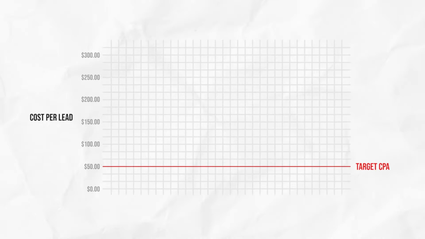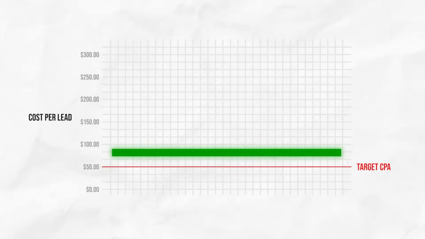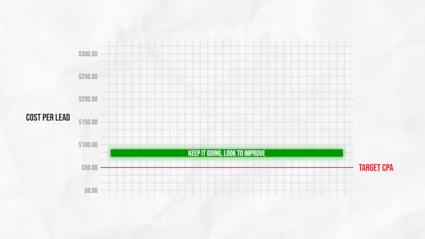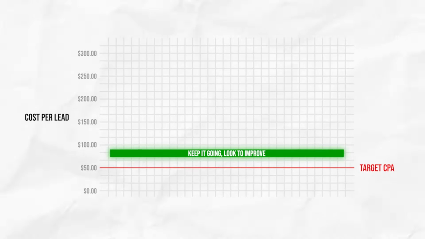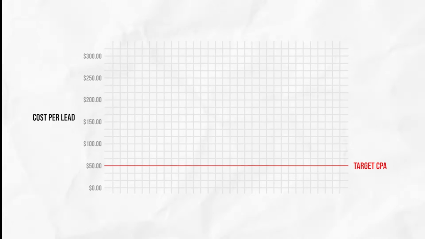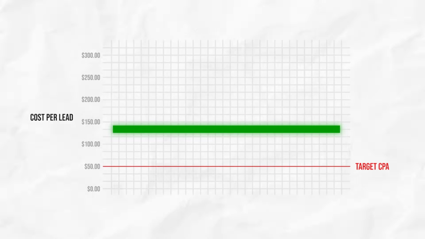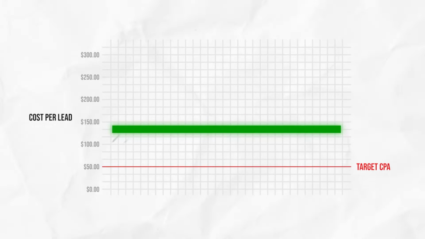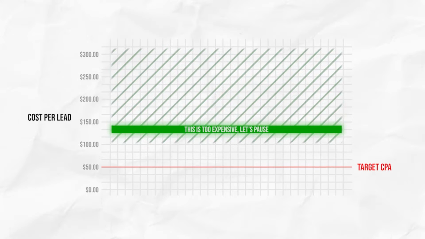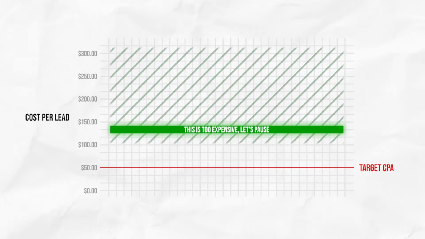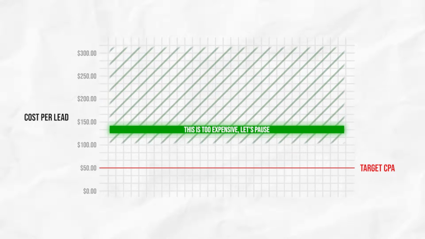So if we give the example of a $50 target CPA, if you've got a current CPA on that keyword of $70, $80, I would absolutely keep it going and work out ways that you can improve the performance of that keyword. I'm going to talk about some of those options a little bit later, instead of just going and pausing it and deciding that that's not going to work for you, okay? However, if you're seeing a CPA of $125, $140, that's when we might be looking to make the decision to go, this is just too expensive, this is too far above where we want it to be, let's go ahead and pause and focus our efforts elsewhere.